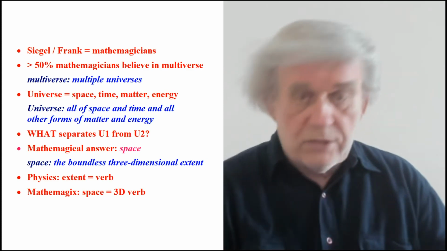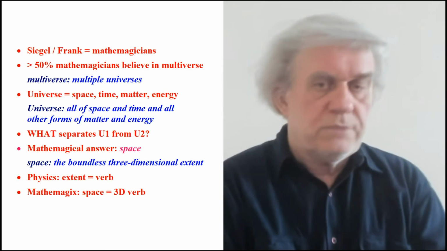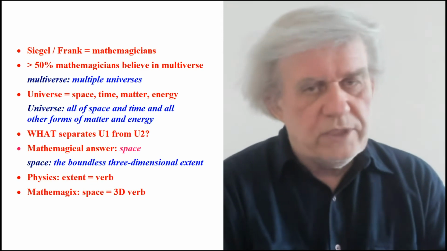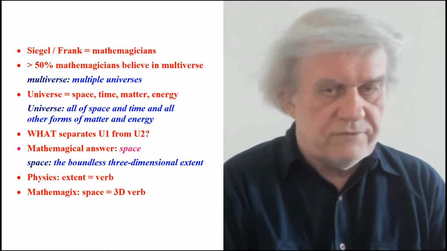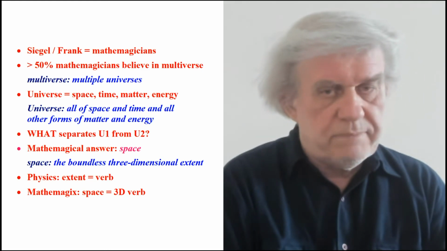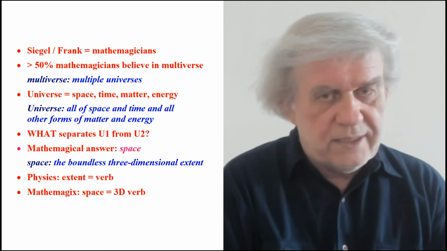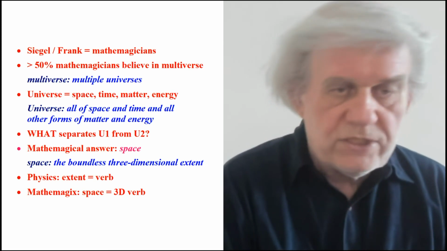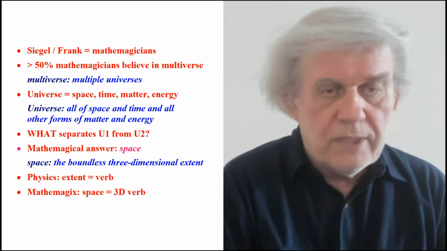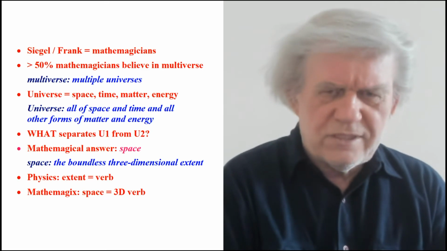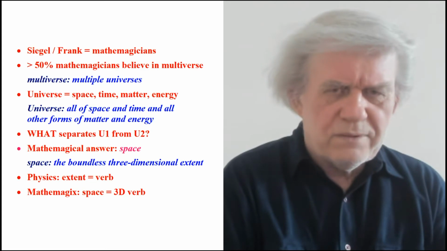The important word there is the word space. Okay, I want you to focus on the word space, and you'll see why. Because we need to know what separates one universe from another in the so-called multiverse. Hopefully it ain't space, because space is part of universe. Okay, we got the idea here? So what separates universe 1 from universe 2? Well, the mathematical answer is space. But I thought you said space is part of the word universe.